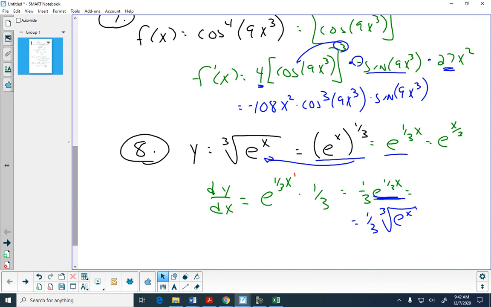Once again, solutions need to be put back into radical form, and simplified radical form. Or you could write the cube root of e to the x over 3. That would be fine. This is more than acceptable. Or if you have the cube root of e to the x divided by 3, that would be fine too. Whatever works for you, I'd accept either or. Just need to make sure you get it back into radical form.